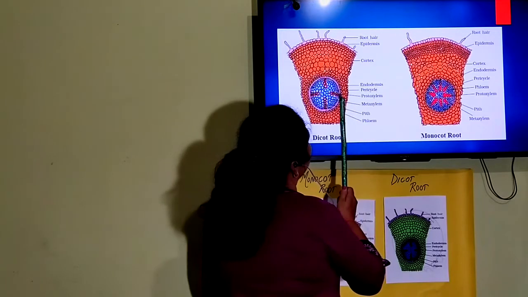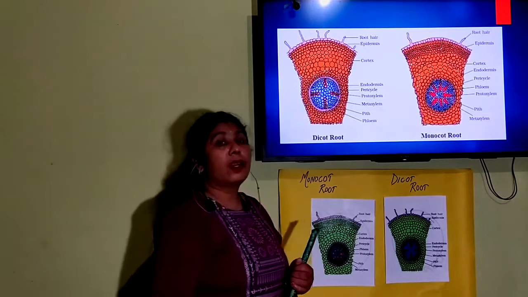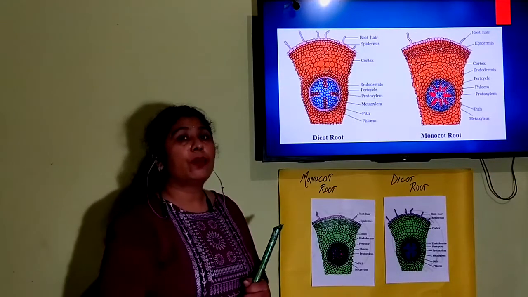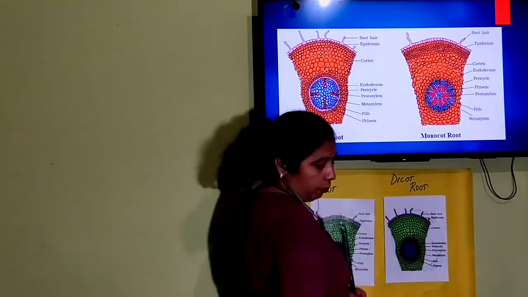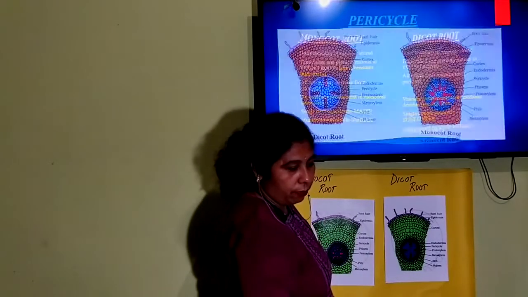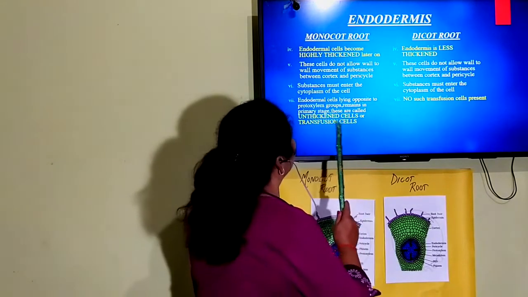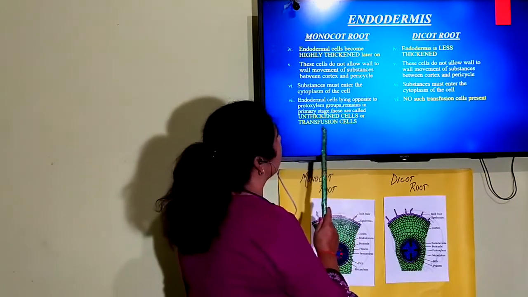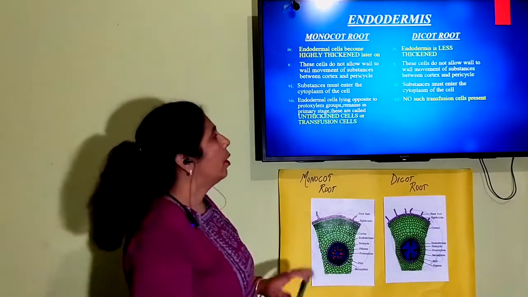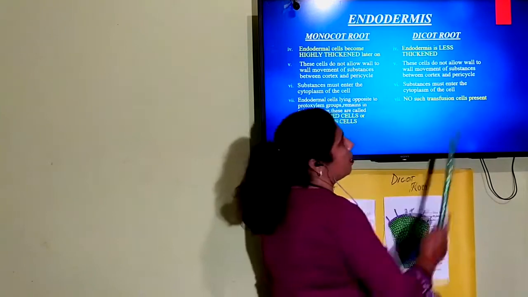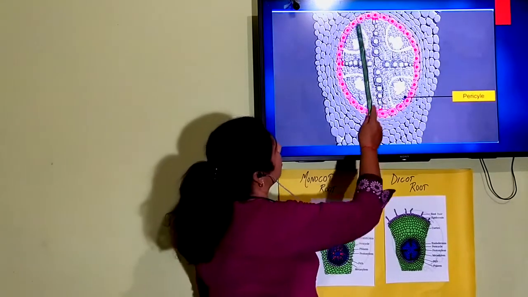In front of the protoxylem, the cells are not thickened. They allow the water and substances to pass in the case of the monocot. These unthickened cells are called transfusion cells, but in the case of dicot, no such transfusion cells are present. Here, you can see the next layer, pericycle.